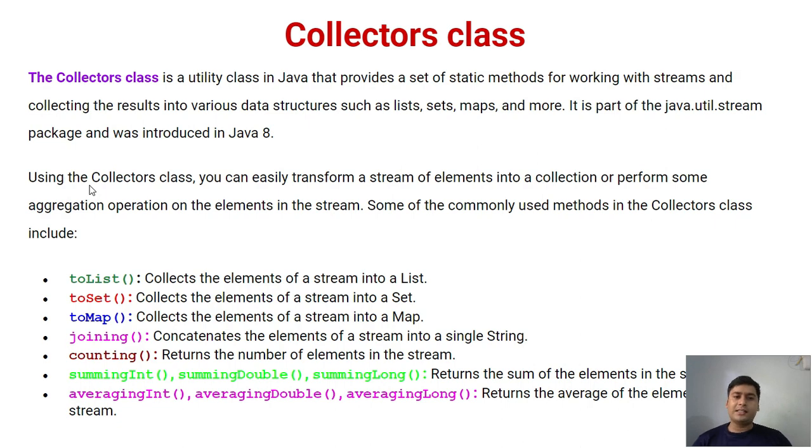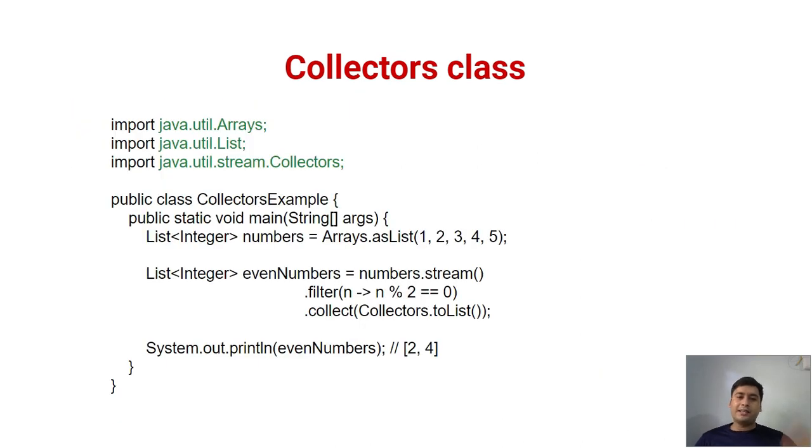Using the Collectors class, you can easily transform a stream of elements into a collection or perform some aggregation operations on the elements in the stream. Some of the commonly used methods in the Collectors class include toList, toSet, toMap, joining, counting, summingInt, and averagingInt. Those are really very important. I have already created a video for that, so please go and watch those videos first. Next, this is the example: you can use Collectors like stream filter collect Collectors.toList.